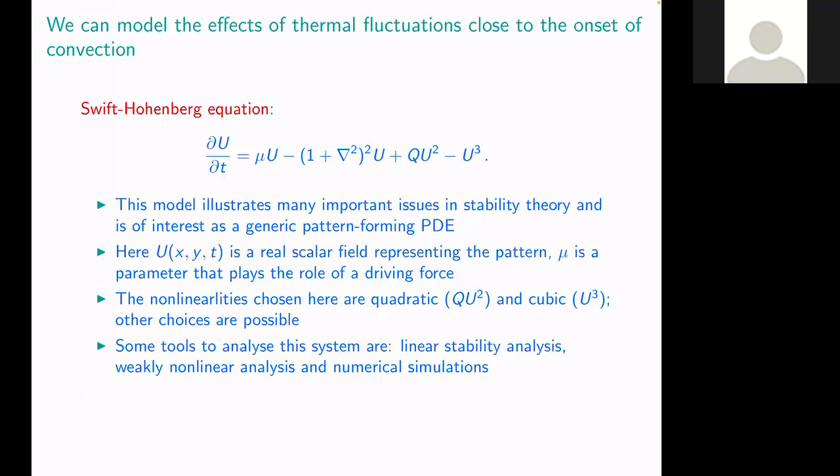The quadratic term has a strength indicated by capital Q, which is used to break the symmetry of u going to minus u. Because if we had the case capital Q equals 0, this entire right-hand side, you can flip u to minus u and it would still remain the same system.